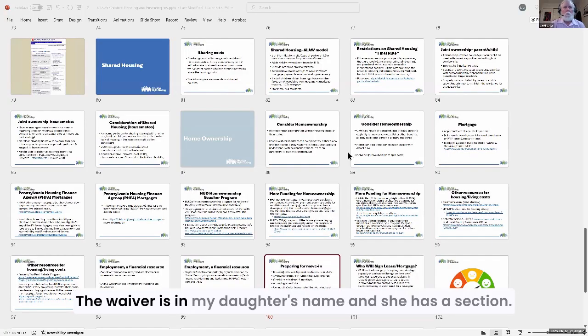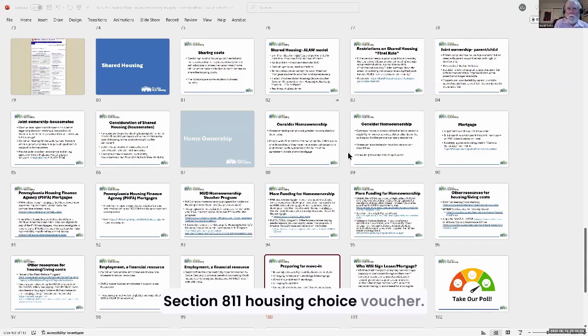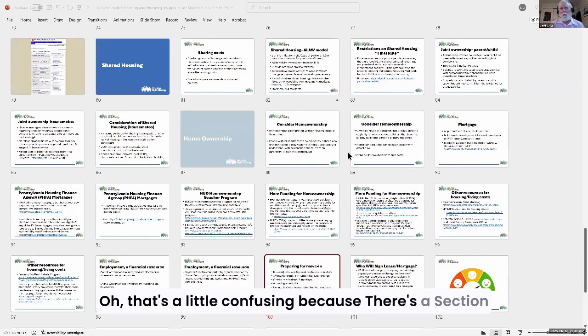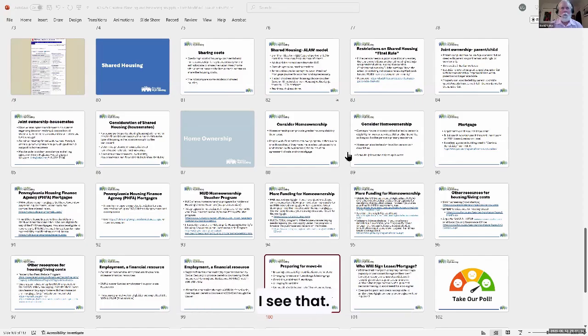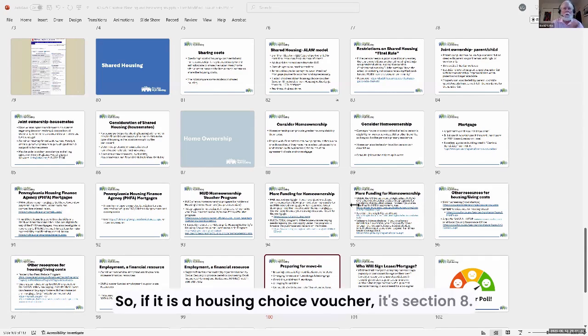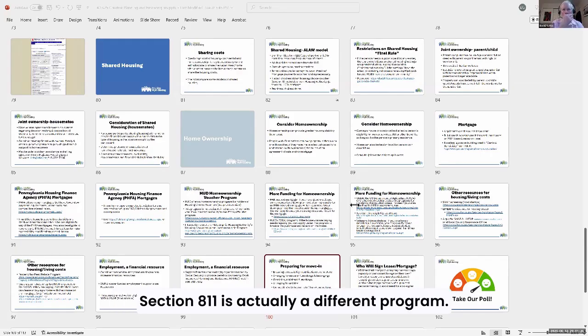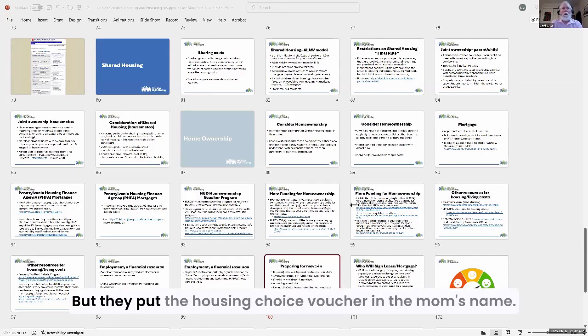The waiver is in my daughter's name, and she has a section 811 housing choice voucher. Oh, that's a little confusing because there's a section 811 and there's a section 8 housing choice voucher. They're different programs. I see the clarifying information, but they put, so if it is a housing choice voucher, it's section 8. Section 811 is actually a different program. But they put the housing choice voucher in the mom's name.